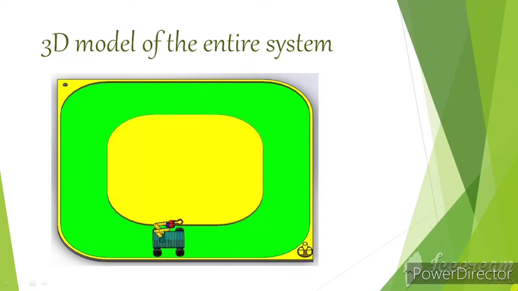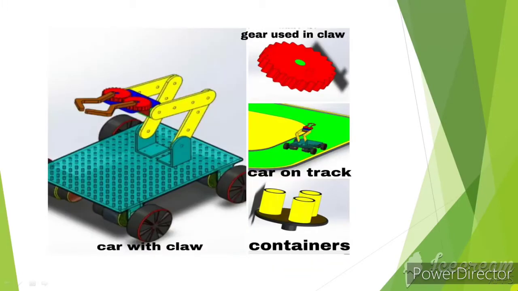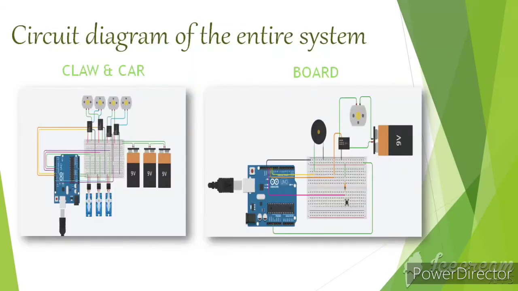Now let's have a closer look at the model. The car consists of 4 DC motors of 15 RPM each. The robotic arm is mounted on the car with the help of an L clamp. The robotic arm contains 3 servo motors: one metal servo at the base, one toy servo at the joint of the 2 links, and one toy servo to rotate the gears for the opening and closing of the claw. Next, we have the circuit diagram of the entire system.